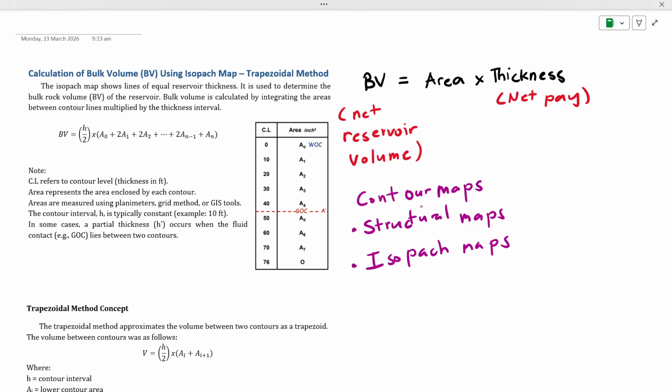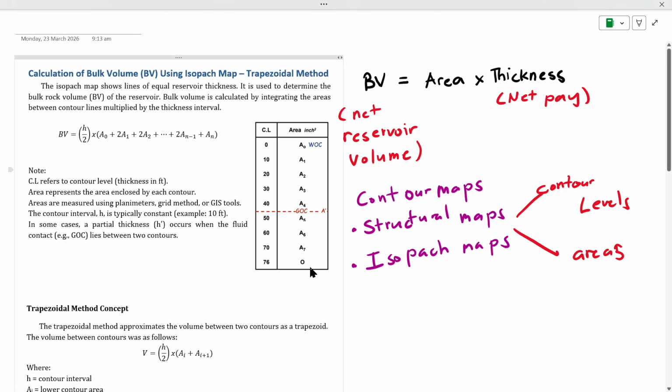Again, from the structural maps and isopach maps, we can derive these following parameters: the contour levels. These contour levels provide us thickness, and then the corresponding areas of each contour level. Now let's begin with the trapezoidal method.